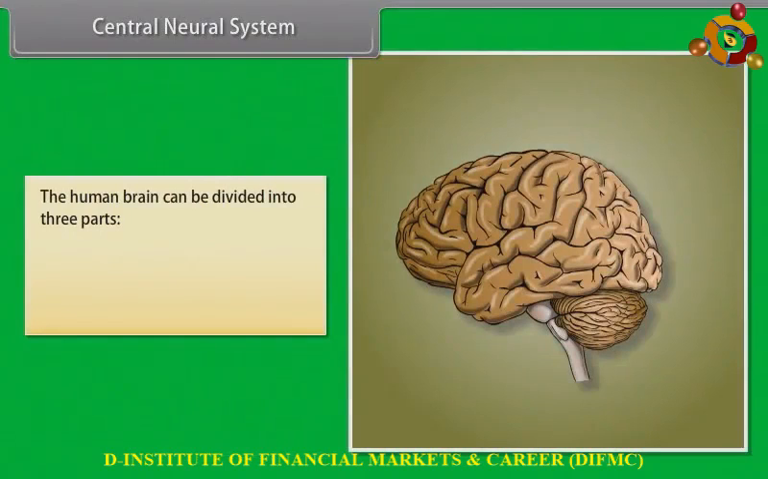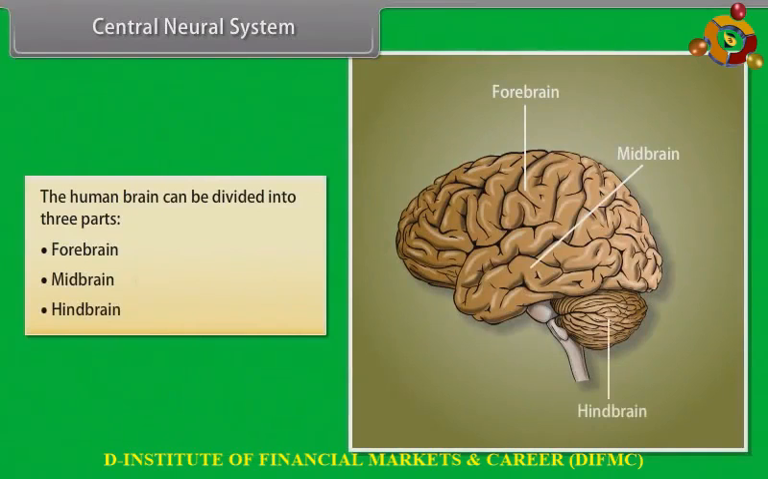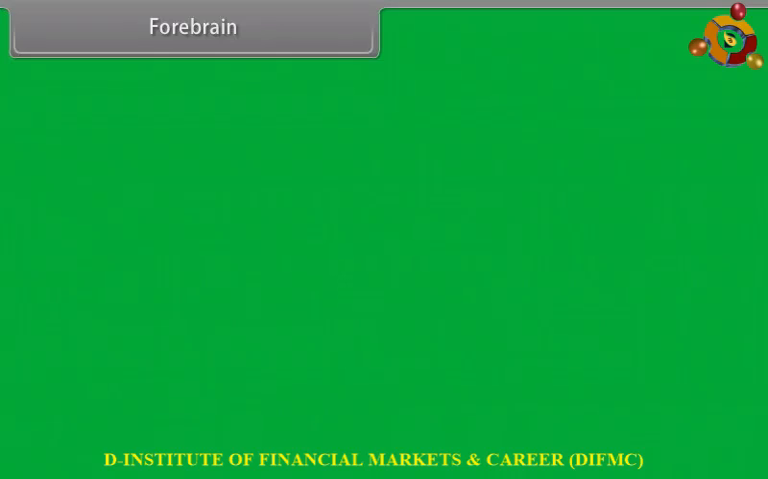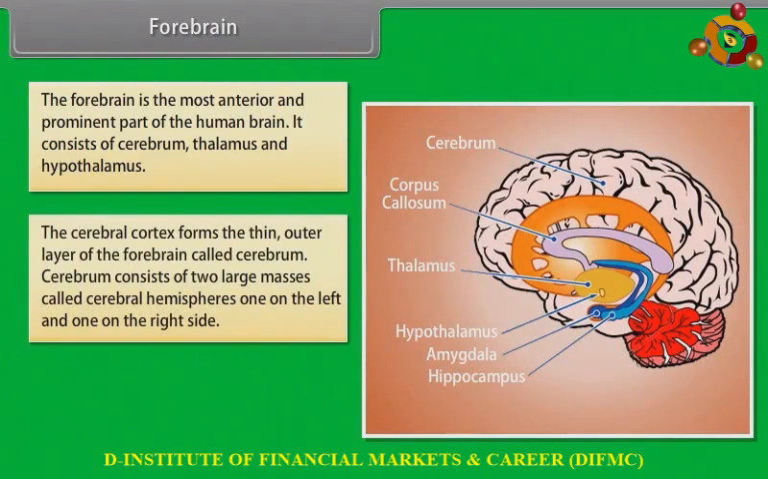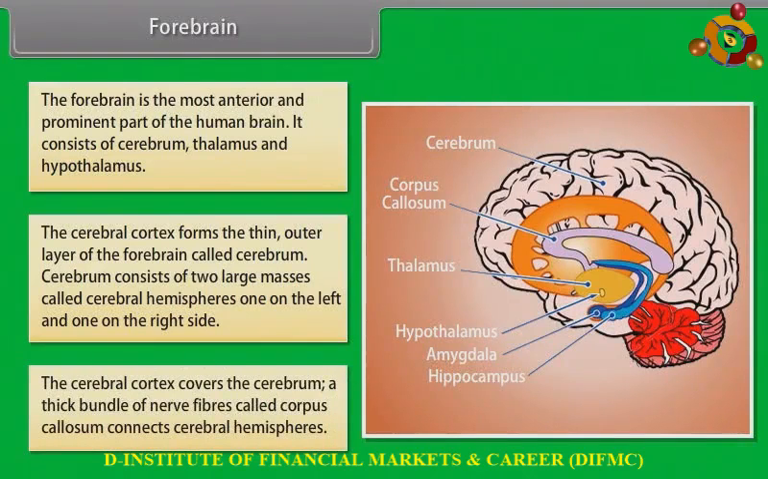The human brain can be divided into three parts: forebrain, midbrain, and hindbrain. Forebrain. The forebrain is the most anterior and prominent part of the human brain. It consists of cerebrum, thalamus, and hypothalamus. The cerebral cortex forms the thin outer layer of the forebrain called cerebrum. Cerebrum consists of two large masses called cerebral hemispheres, one on the left and one on the right side. The cerebral cortex covers the cerebrum.